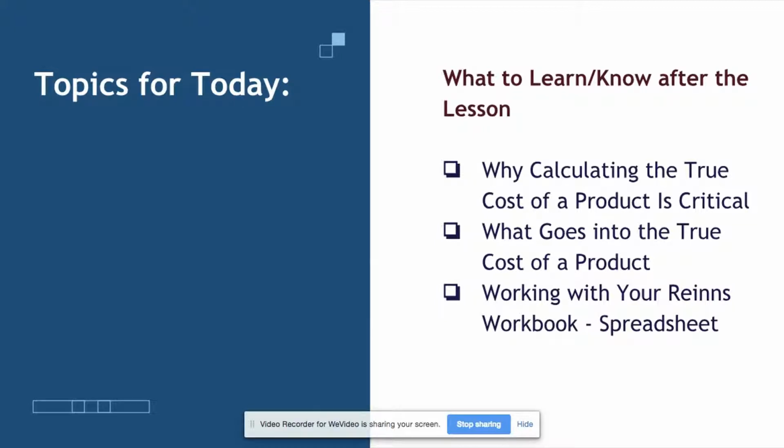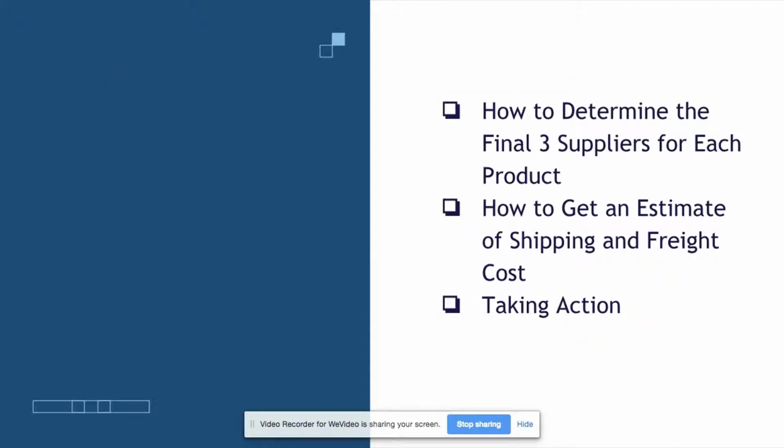Of course, you're going to be working with the Rains workbook spreadsheet. Then you're going to see how to determine the final three suppliers for each of your products, and how to get an estimate of shipping and freight cost, and then you're going to take action. After this lesson, of course, you will receive the PDF notes and all that. It's really crucial that you follow along and take action like you've been taking, and just really excel.